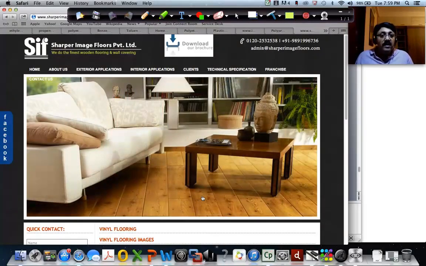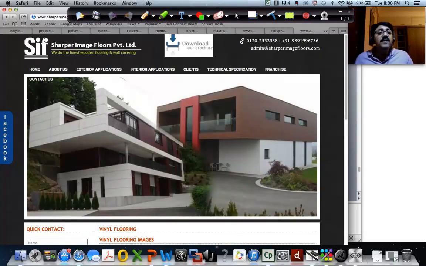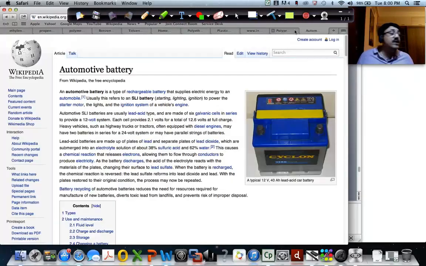Again, see, another example of vinyl flooring. It looks really like wood flooring, but it is not, right? So this is an example of vinyl flooring, which is very commonly used these days. Very easy to maintain, pretty cheap. If I have to do wood flooring like that, it is very expensive, but I get the same look and appearance with far cheaper vinyl flooring.